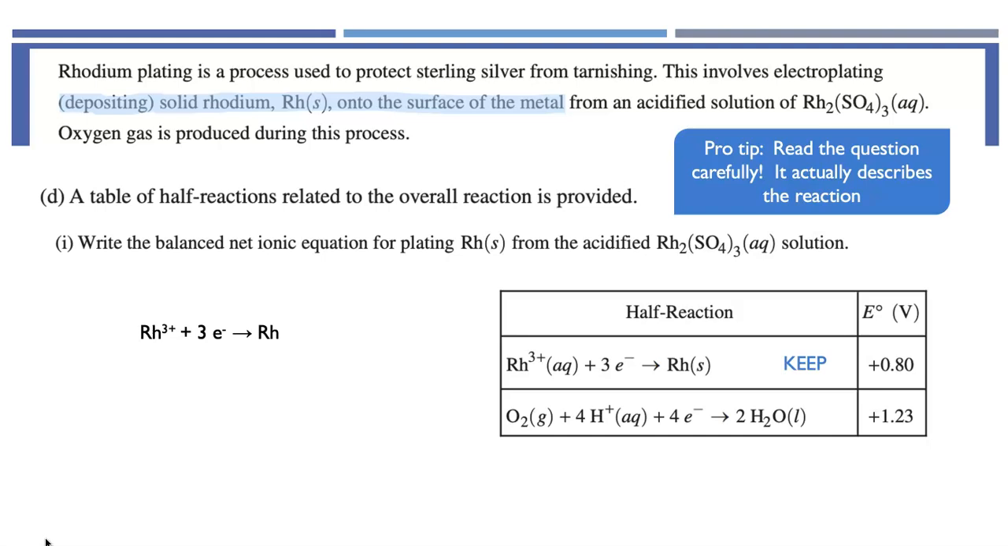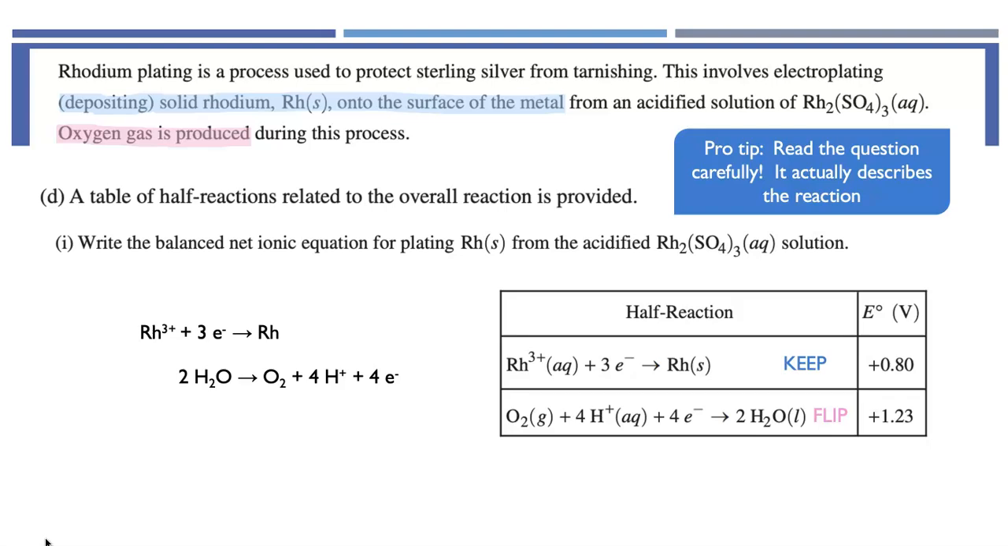And if you go on and read the introduction to this part of the question, it also tells us that oxygen gas is produced during this process. Oxygen is produced. Oxygen is a product. So when we look at the oxygen half reaction, the other half reaction, we need to flip it because we need the oxygen as a product. So I'm going to write it down reverse from what was given in the table.